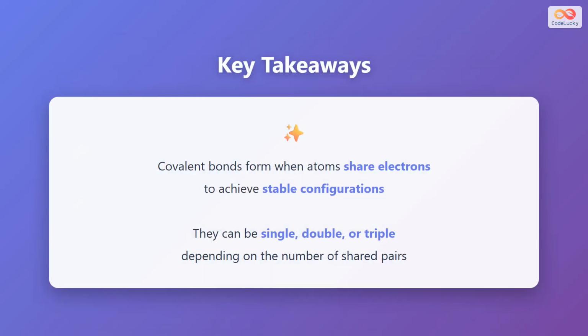To summarize, covalent bonds form when atoms share electrons to achieve stable electron configurations. This sharing allows both atoms to fill their outer electron shells, creating stable molecules. Covalent bonds can be single, double, or triple, depending on the number of electron pairs shared between atoms. Understanding covalent bonding is essential for comprehending the structure and behavior of countless molecular compounds in chemistry and everyday life.